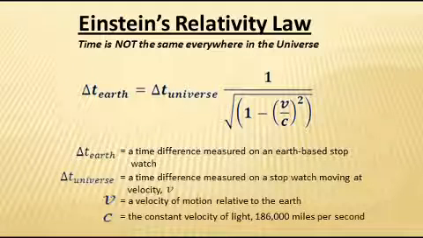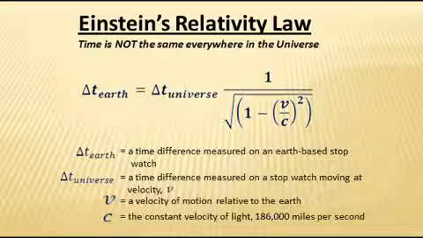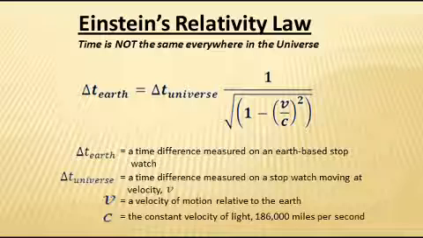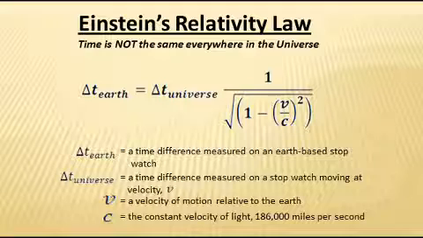If you're having difficulty looking at this equation and understanding the words I've said, this may be a place where you want to stop the video with the double bar symbol on the lower left-hand side and just look at these definitions and think a little bit about it. But basically what it says is that the time passage is different everywhere in the universe, and it can be dramatically different if you're getting very close to the speed of light.